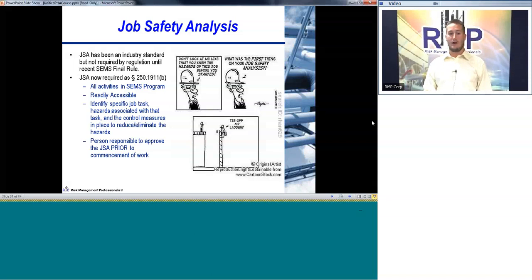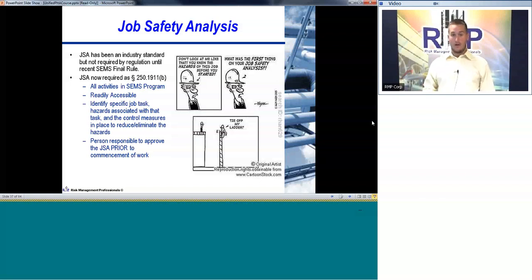We have the regulation up there, 250-1911B, and some parts of the JSA that are pretty new to know is that all activities in the SEMS program require a JSA, operating procedures, maintenance procedures, et cetera. They need to be readily accessible. The JSAs need to identify specific job tasks, hazards associated with that task, and the control measures in place to reduce or eliminate the hazard. Also important to note is that JSAs need to be reviewed, approved, and signed off before any work can be commenced on that operating procedure or that maintenance procedure.